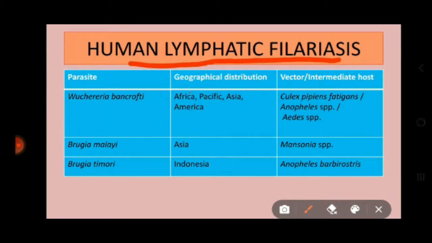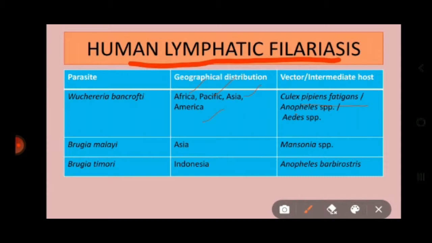There are three parasites which cause lymphatic filariasis, among which Wuchereria bancrofti was the main one, and it is distributed in Africa, the Pacific, Asia, America, and other tropical and subtropical parts of the world. Wuchereria is spread from one person to another by an intermediate host or a vector, which is generally Culex pipiens fatigans.